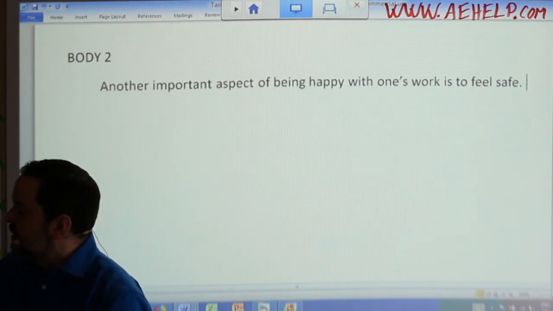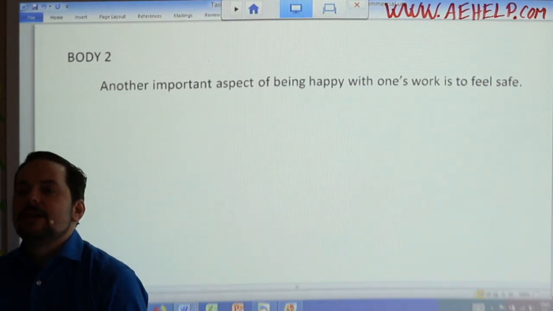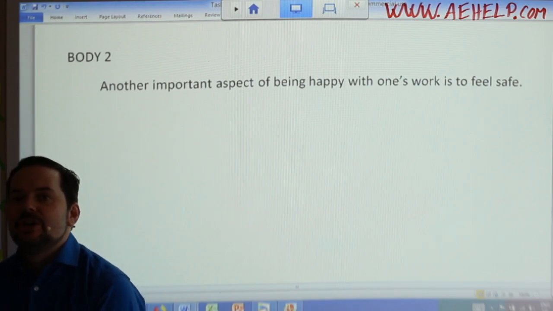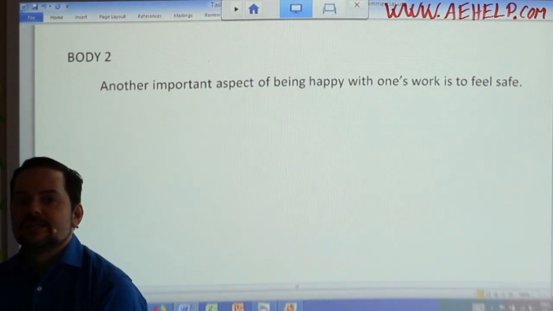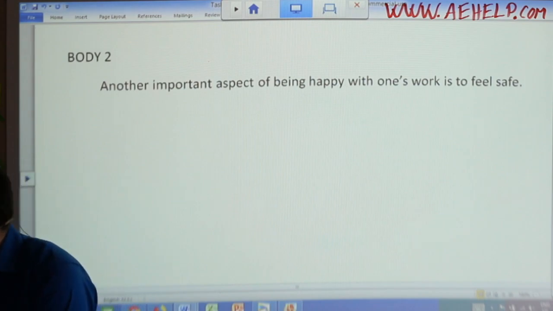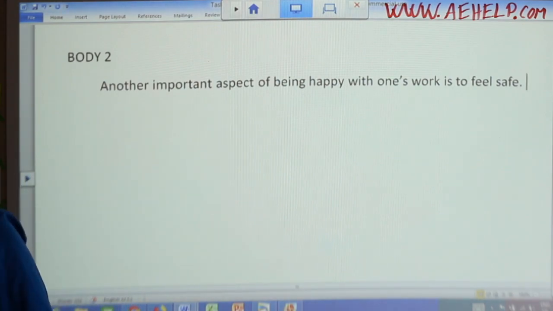Okay, next part, of course, is explanation. Can somebody give me an explanation for why safety is important for job satisfaction? And keep it simple.